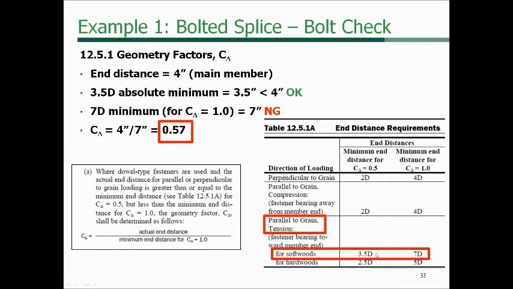And we're at 4 inches, but we're less than 7 diameters, which means we have to take a reduction. So it's going to be a straight line reduction between 3.5 D and 7 D. So we're going to go with the dimension. That end distance of 4 inches over 7 gives us a 0.57. So that's the geometry factor for this particular end distance reduction.